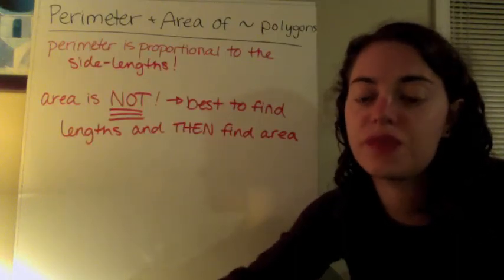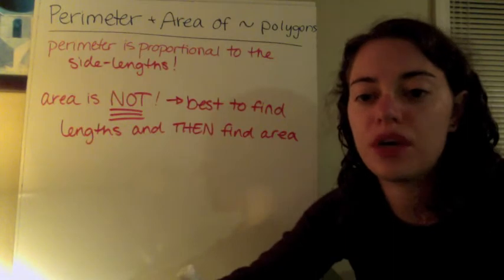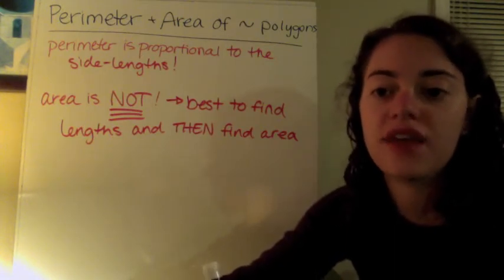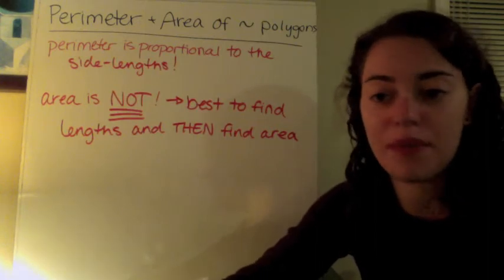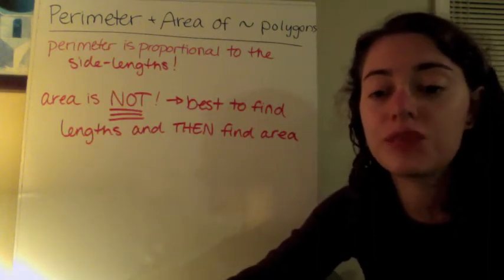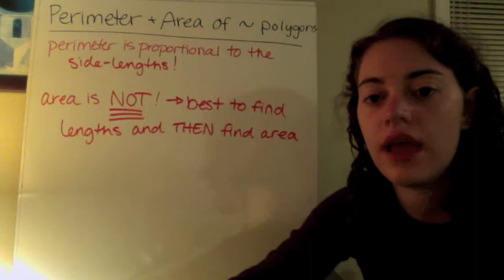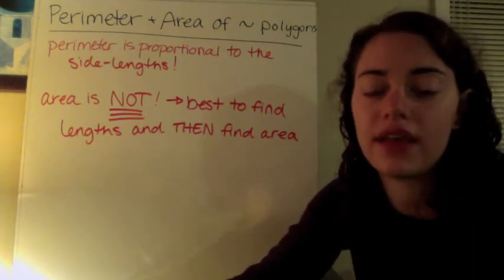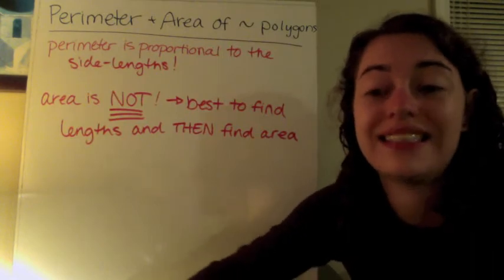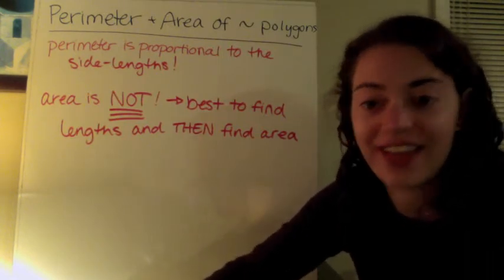This video is going to explain the relationships between perimeter, area, and side lengths of similar polygons. One thing that you need to remember is that perimeter is proportional to the side lengths, and we'll see an example of how we can just treat the perimeter like a side length. But for area, it's not. Do not treat it like a side length.